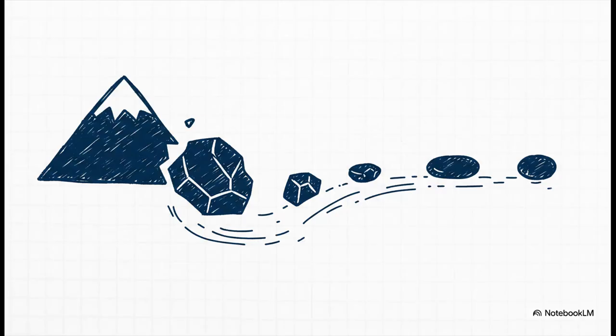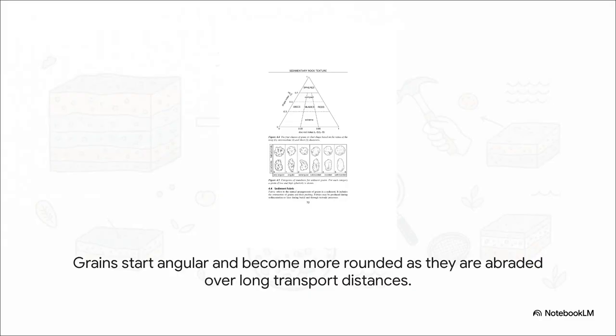Okay, on to our next clue. We know about the energy of the environment now, but what about the journey itself? I mean, how far did these little pieces of rock travel before they finally came to a stop? To figure that out, we have to look at their shape. This little diagram shows us exactly what happens.